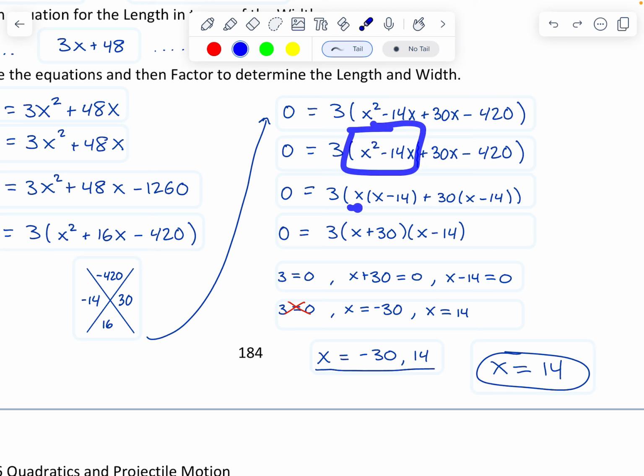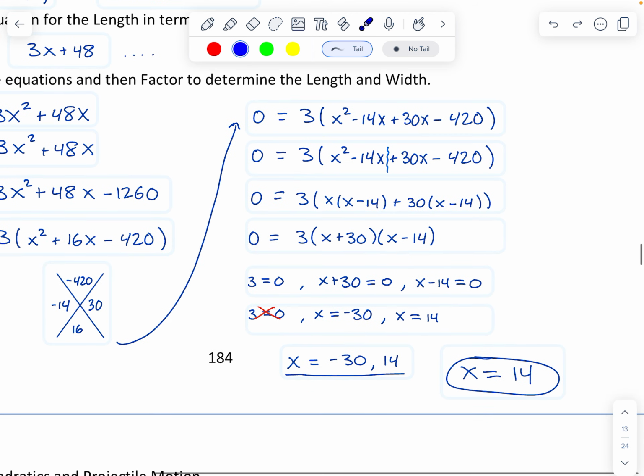GCF here is just going to be x. What do I leave behind? X minus 14. GCF here is 30. What do I leave behind? Another x minus 14. Check. X minus 14, x minus 14. I'm on the right track. Now I group. What was I able to take out? X plus 30. What did I leave behind? X minus 14.